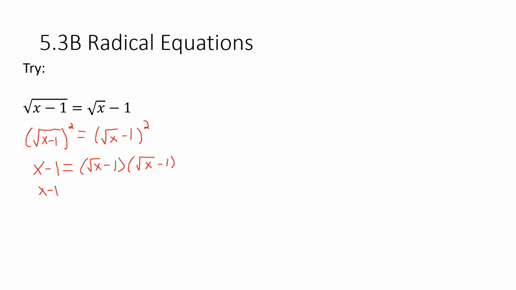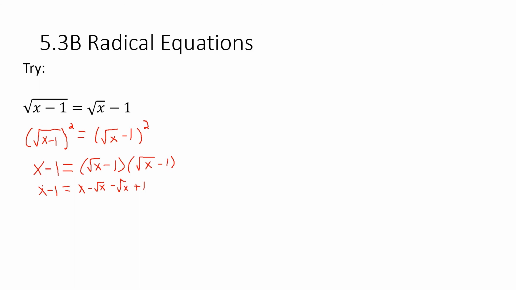So on the left-hand side, we've still got our x minus 1. Root x times root x will cancel out, and we'll just be left with x. Root x times negative 1 will be negative root x. And then negative 1 times root x will be negative root x. And then negative 1 times negative 1 is plus 1.